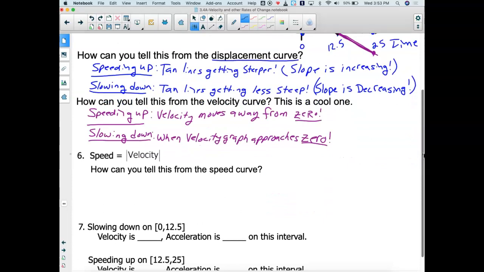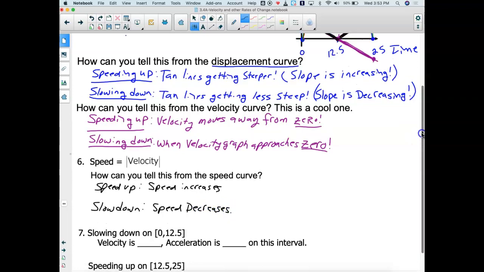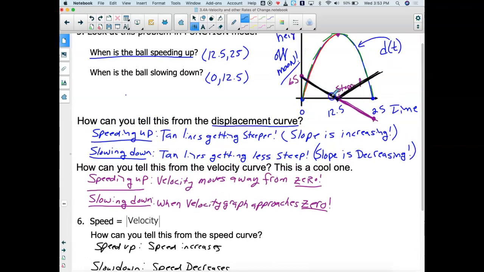Slow down, speed up. Speeding up is when speed increases, and slowing down is when speed decreases. Because speed's always positive, I can look at it: if I'm decreasing, I'm slowing down. If I'm increasing, I'm speeding up. It's as simple as that off of my speed curve.